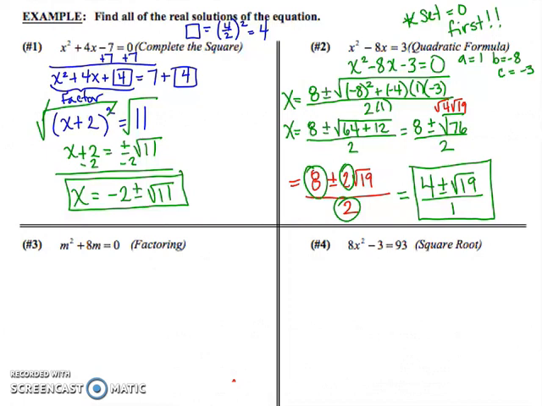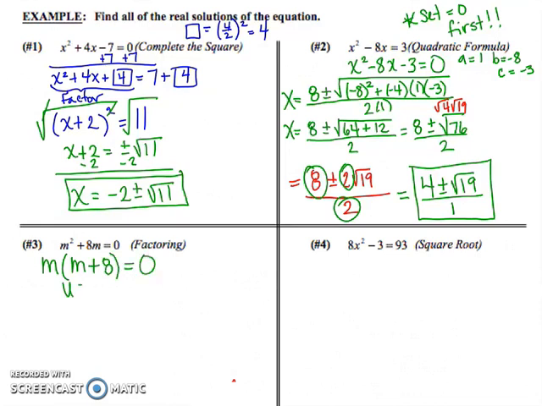Number 3, oh, this is such an easy one for factoring. Looks like we have a GCF here. We want to keep it set equal to 0 for factoring. If it's not equal to 0, then we want to set it equal to 0 first. Looks like we have a GCF of m. So if we take that out, we have m times m plus 8 equals 0.